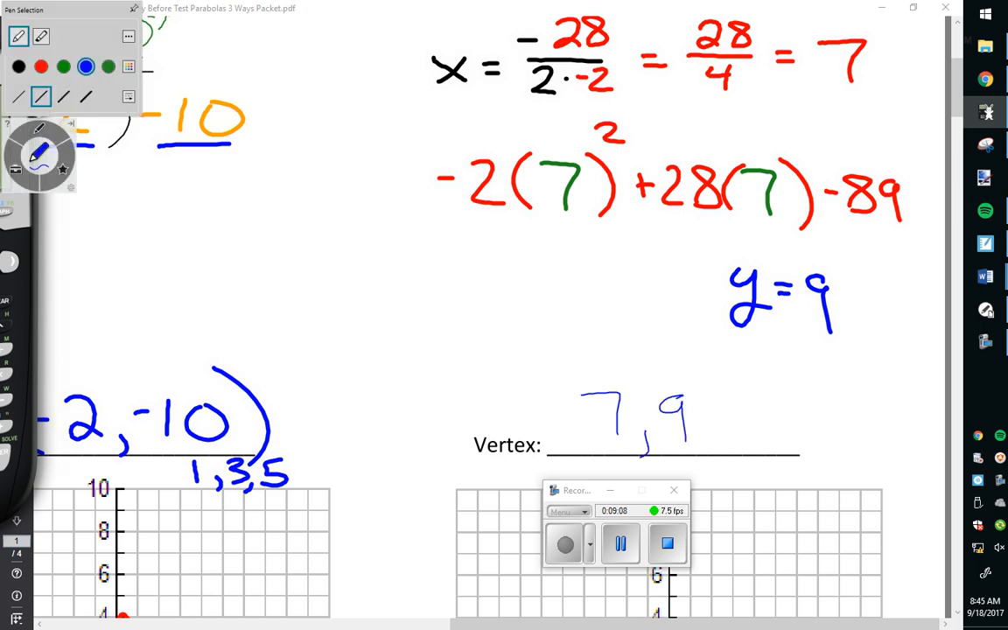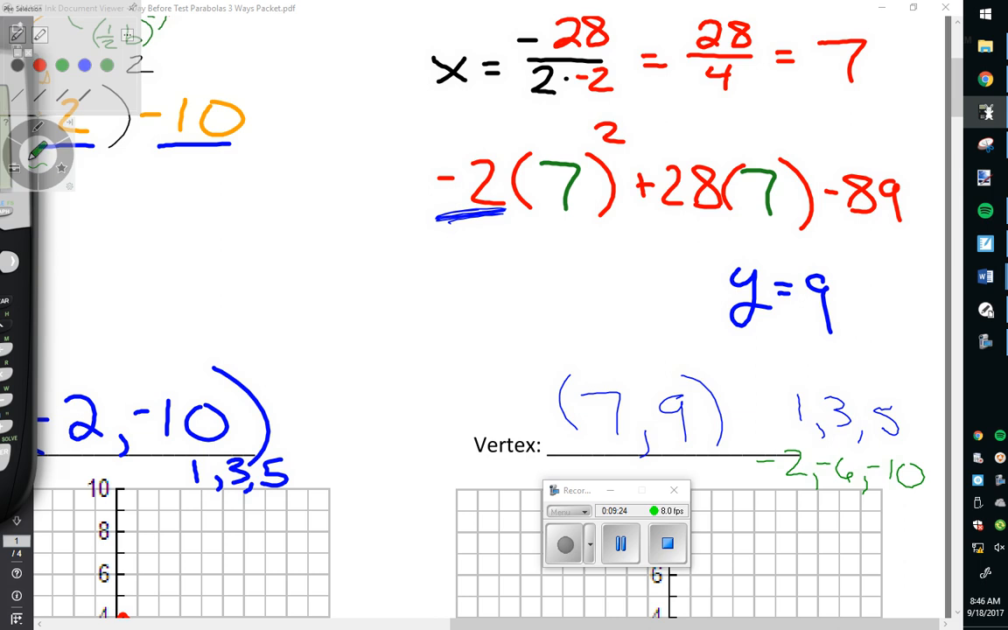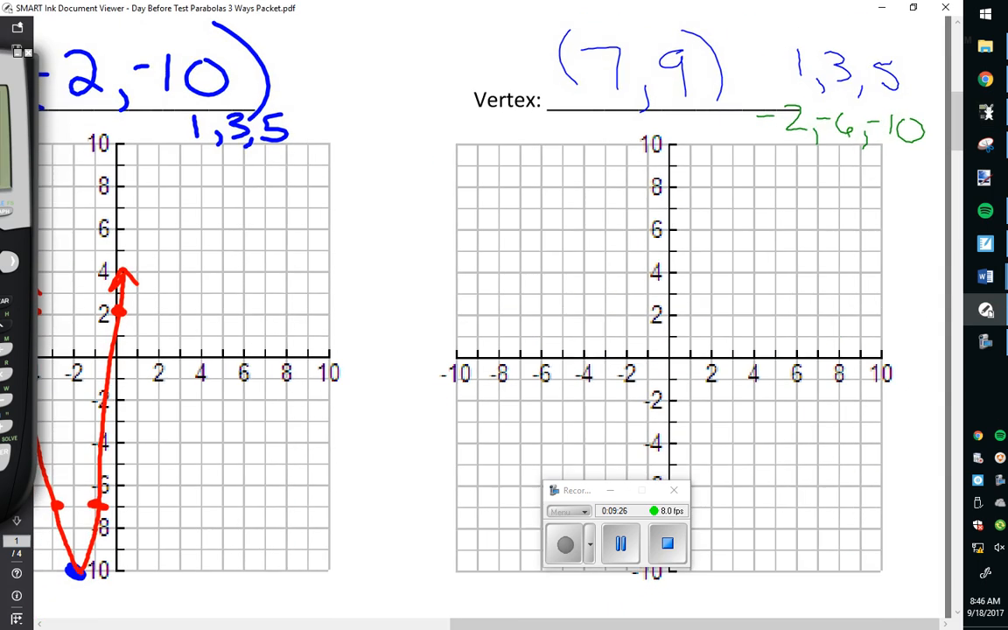My y is 9. My pattern is normally 1, 3, 5, but we had this -2 in front. So I'm going to multiply everything by -2, so my new pattern is really going to be -2, -6, and -10. Let's graph it. 7, 9 is going to be my starting spot.